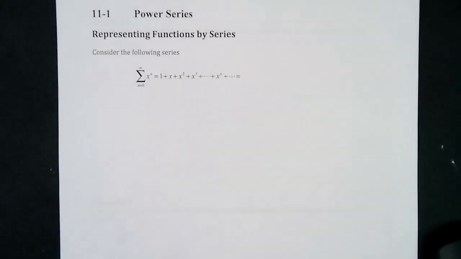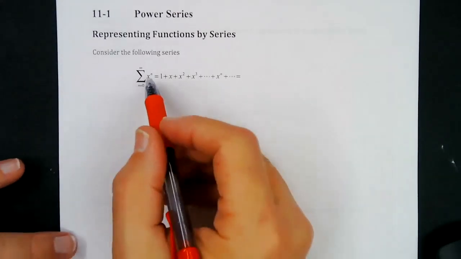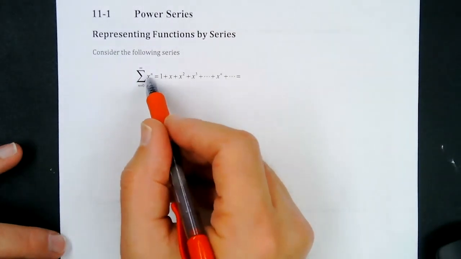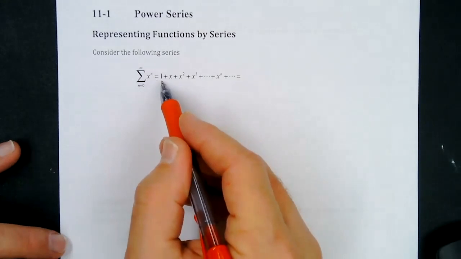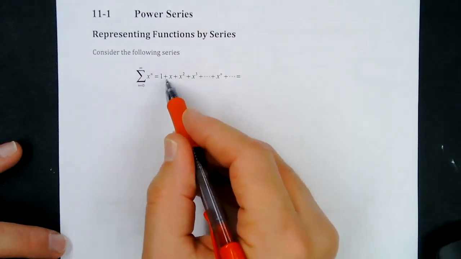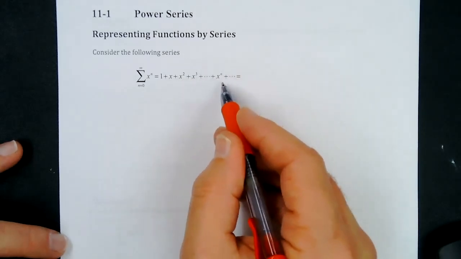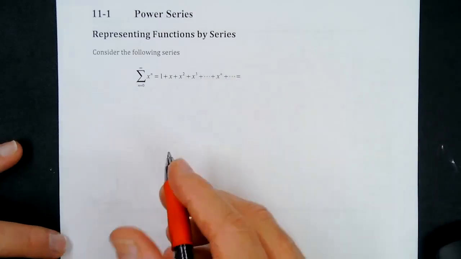So today we're going to look at something called a power series, and we're going to look at representing functions by series. We have this sigma notation, n equals 0 to infinity of x to the n. If we expand this by putting 0 in for n and then 1 in, we would get this series: 1 plus x plus x squared plus x cubed plus dot, dot, dot, all the way to x to the n, and then we would keep going forever.